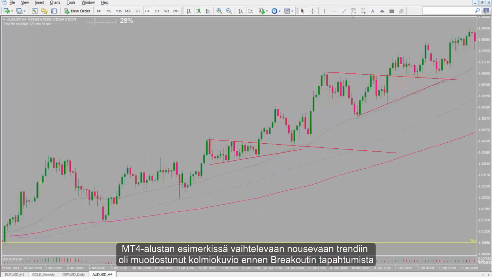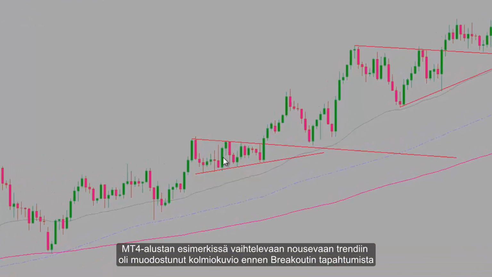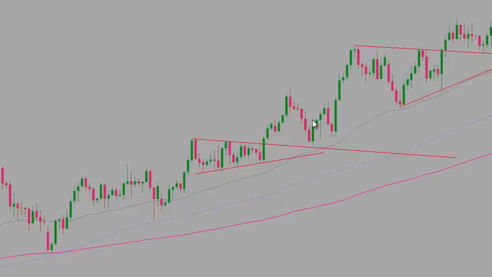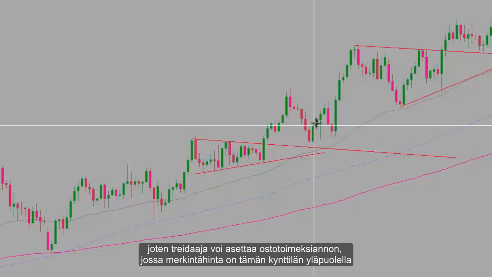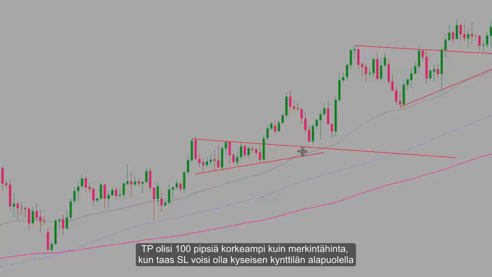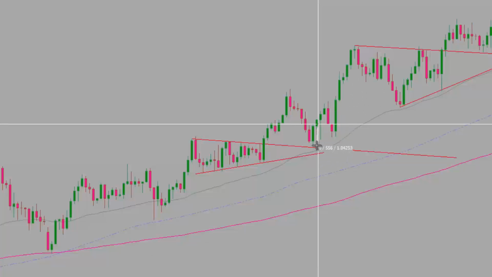The example in the MetaTrader 4 platform on an upward range trend: a triangle pattern had formed before the breakout occurred. Then the trend returned until the edge of the triangle pattern. Afterwards, an engulfing candle has formed, so a trader would place a buy order with an entry price over that candle. TP would be 100 pips higher than the entry price, while SL could be under that candle.